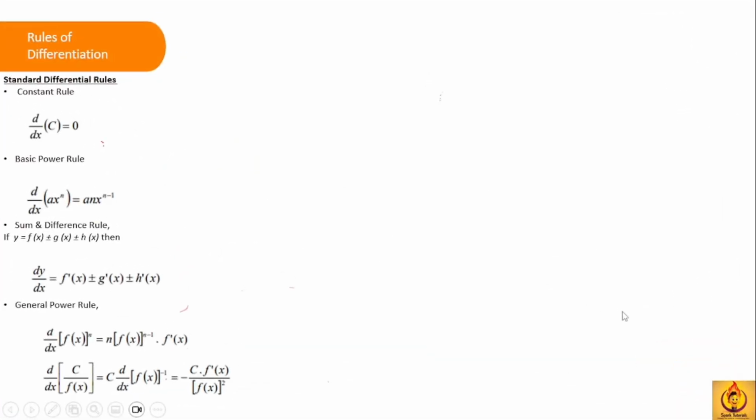Good day and welcome to today's lesson. So today we're going to be doing chapter 1 of Measurement Mathematics 1B, which is rules of differentiation, which falls under our differential calculus, right?